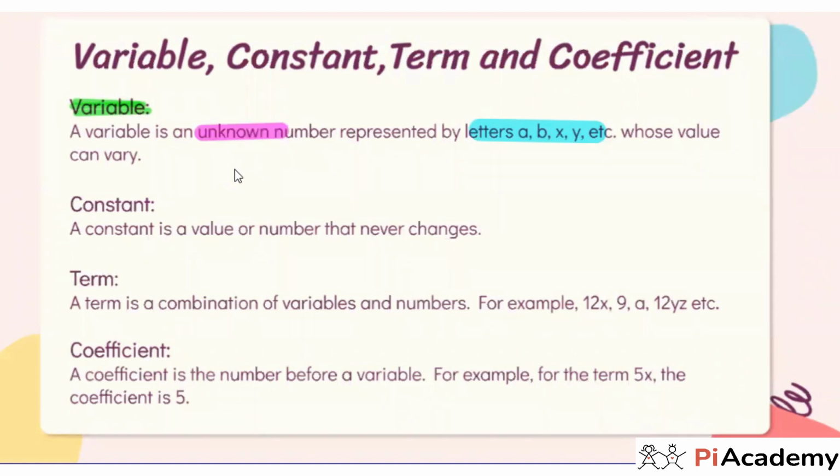Then who is going to tell me about constant? Ridhima, can you please try, what is meant by constant? A constant is a value that never changes. Very good. So as mentioned here, a constant is a value or a number that never changes. It means its value is fixed, right? I'm going to tell you the example as well, once we finish this page, on the next page.